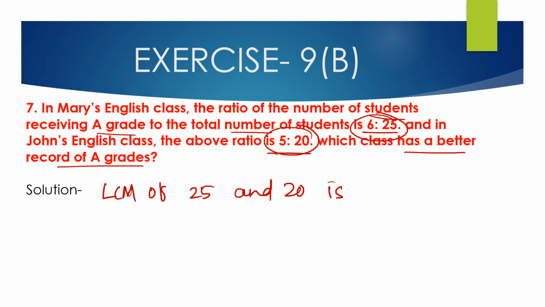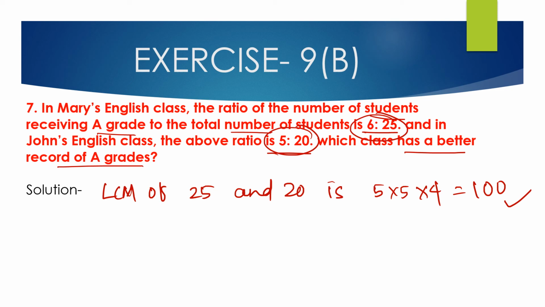The prime factorization of 25 is 5 multiplied by 5. And the prime factorization of 20 is 5 multiplied by 4. Here 5 is already there twice, so just multiply by 4. 5 multiplied by 5 is 25, and 25 multiplied by 4 is 100. Now the LCM of 25 and 20 is 100.